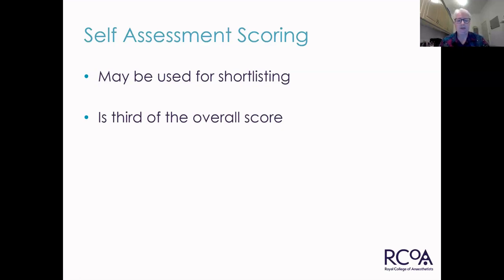You may be aware that the self-assessment score may be used for shortlisting. After you've submitted your portfolio and it's been assessed and the final score has been agreed, we hope to be able to interview everyone, but depending on the number of applicants, if there's a large number, then the score will be used for shortlisting. Overall, it goes up to 55 points with the portfolio organisation score, and it's added to the interview score to give a total score. So the self-assessment on average is about a third of the overall score.